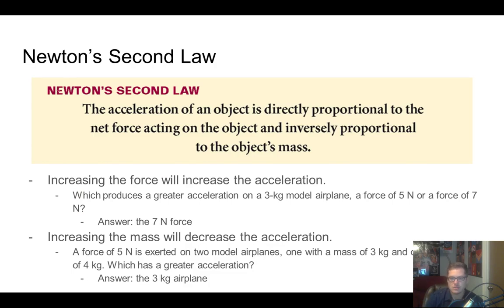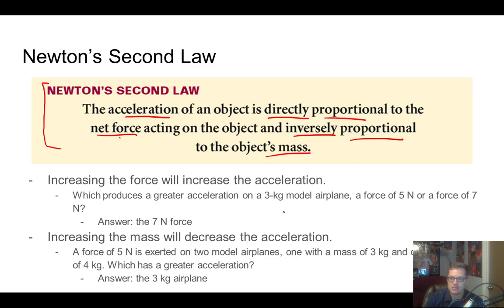So this is Newton's second law, and it says pretty much that the acceleration of an object is directly proportional to the net force, and it's inversely proportional to the mass. That's just a fancy way of saying this formula that I'm going to give you in half a second. These two examples pretty much walk you through what we just talked about. If you increase the force, it'll increase the acceleration.